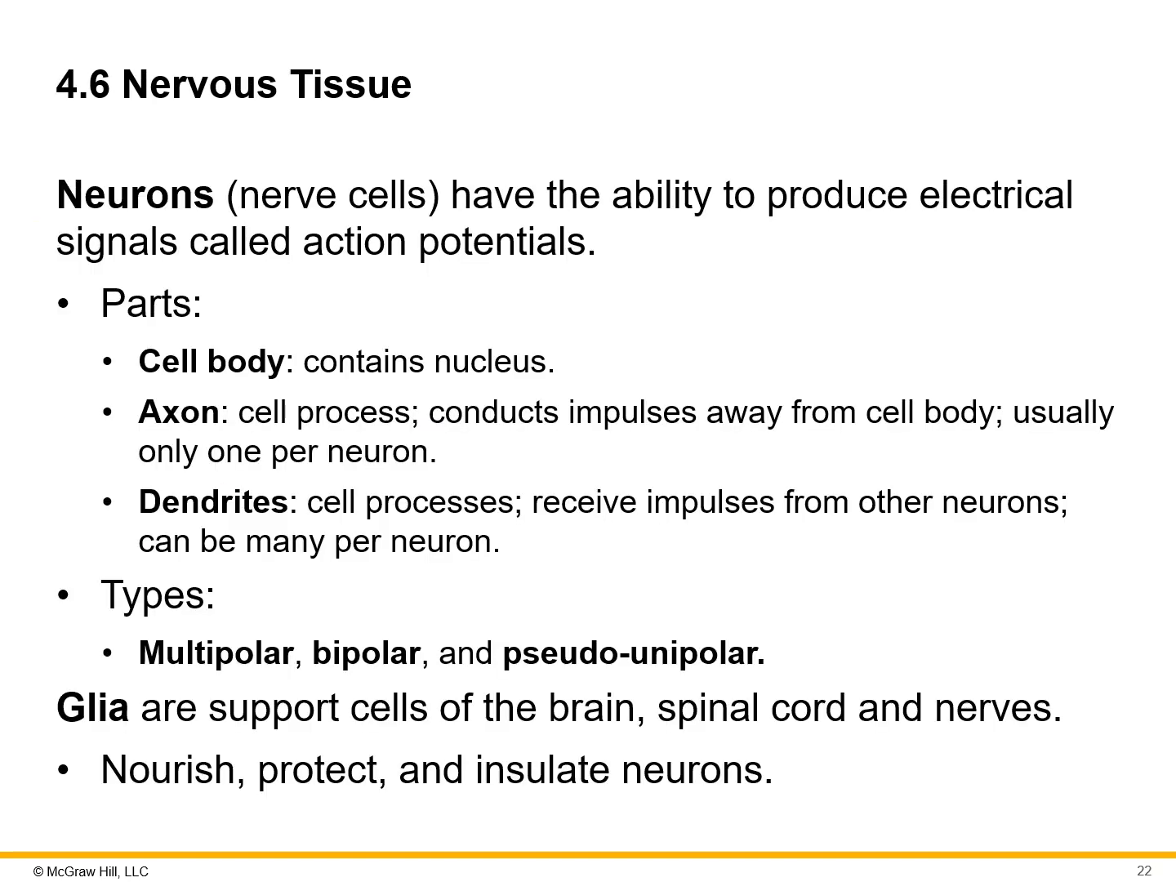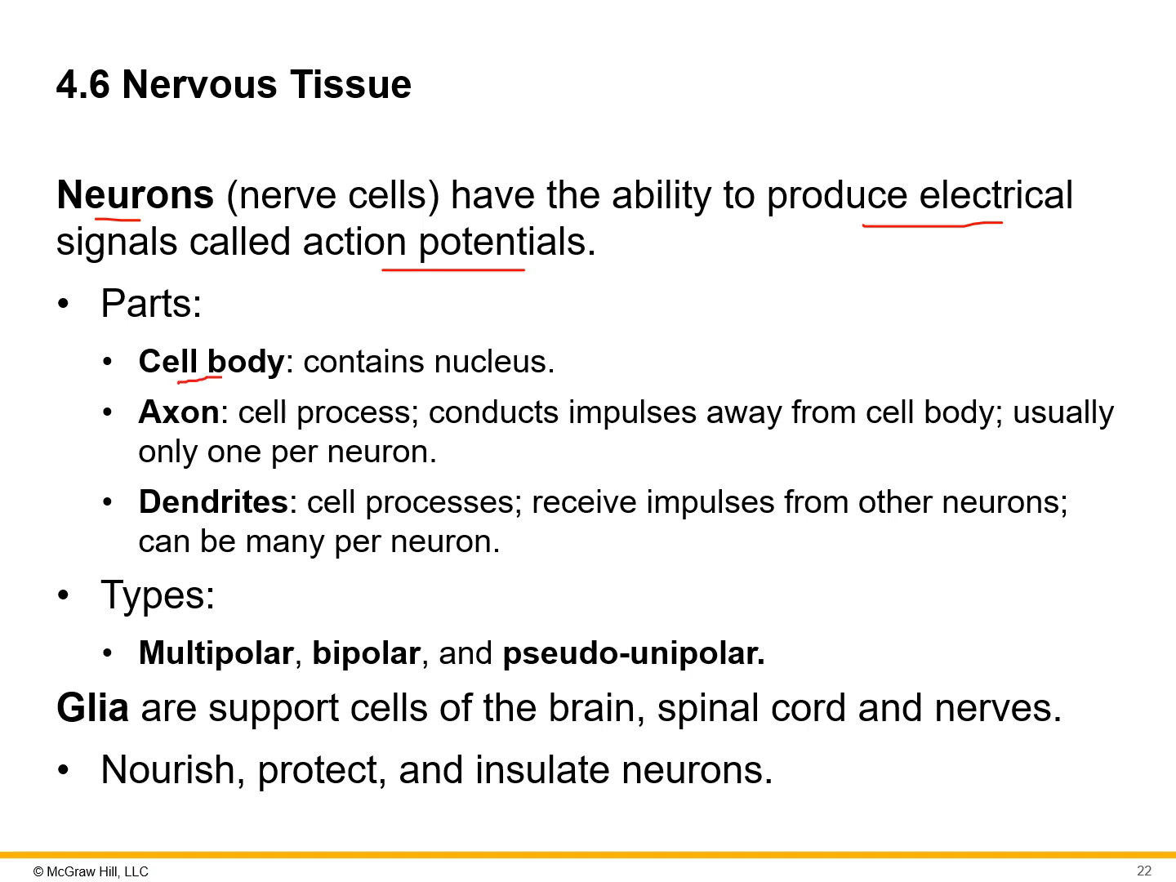Finally, then our nervous tissue. So nervous tissue, of course, what coordinates in our brain. So it's made up of cells called neurons. Now these can produce electrical signals that we call action potentials. So muscles, again, can contract. Neurons can create electrical signals.